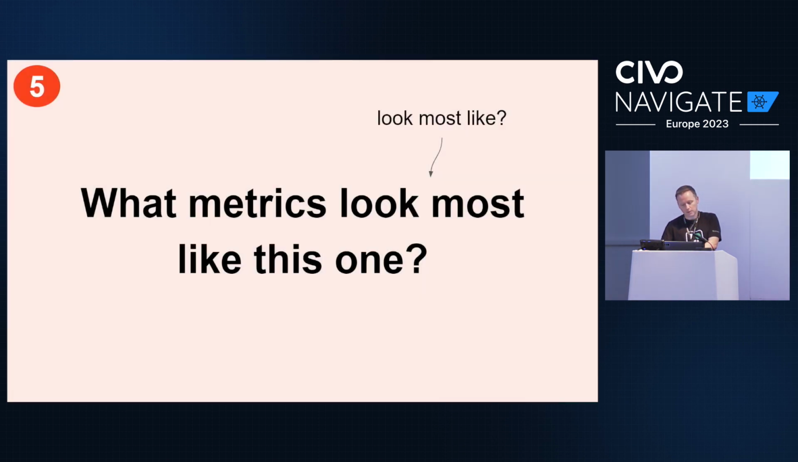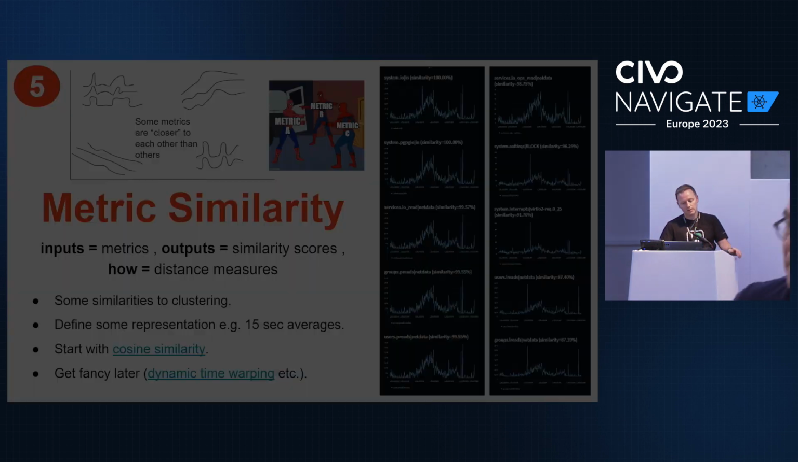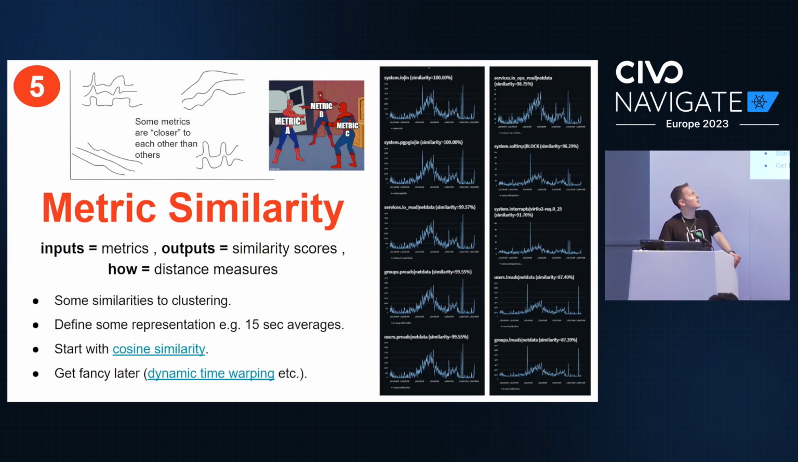Next one is which metrics look most like this one. It's a little bit similar, but oftentimes when you're looking at a metric and the shape of a time series, you wonder what other stuff looks like this time series, and that's really easy in terms of ML.